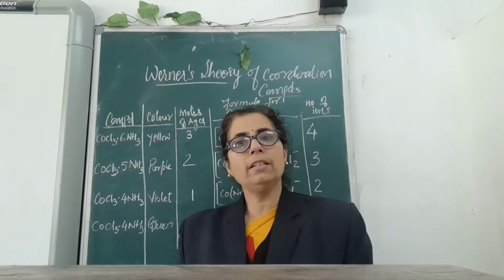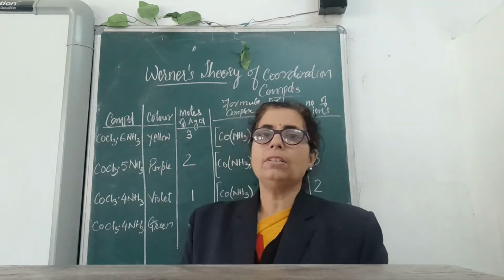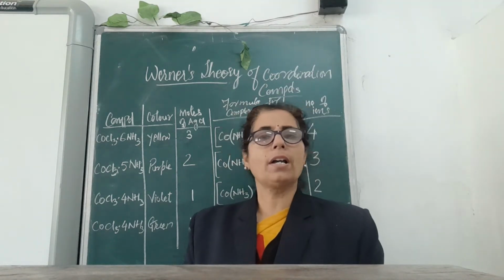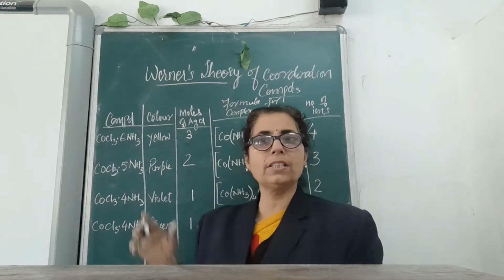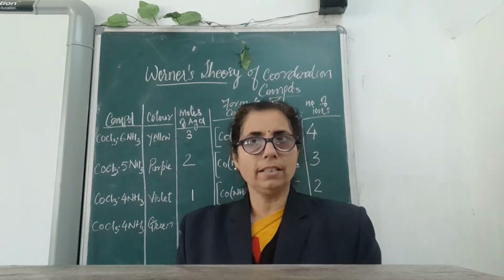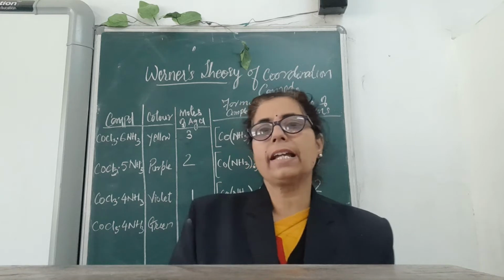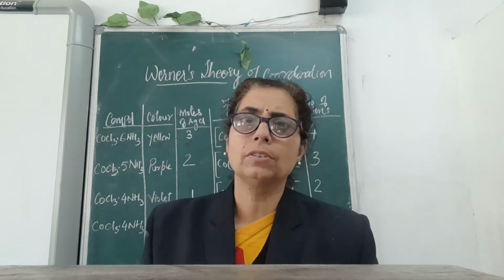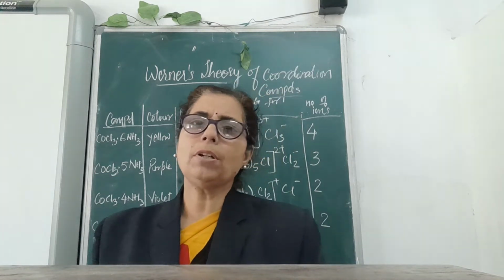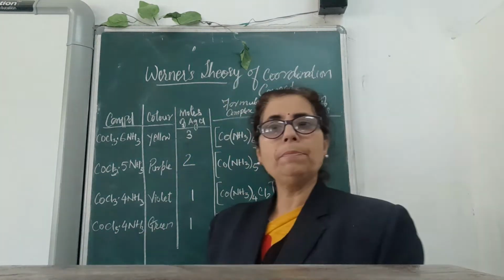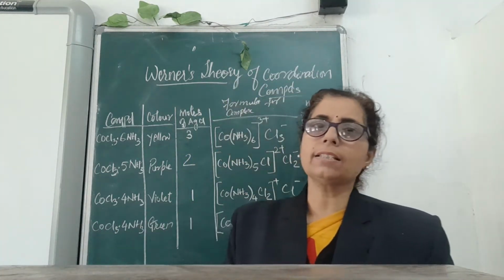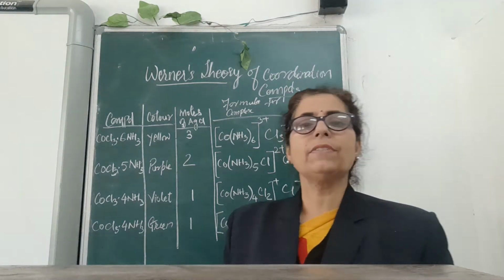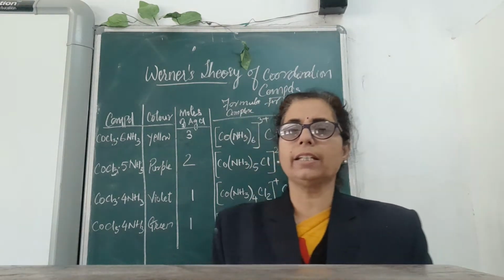Now further we will study the valencies. What did Werner do about the valencies of this compound? Werner was the scientist who gave 2 types of valencies in coordination compounds. Okay, in coordination compounds he said there is a primary valency and another is a secondary valency. We have talked about this earlier also, but once again I will tell.